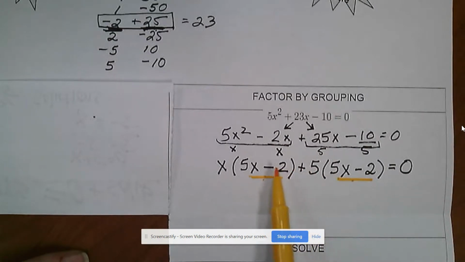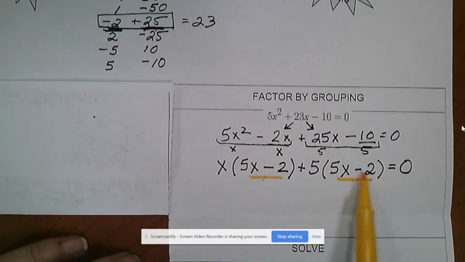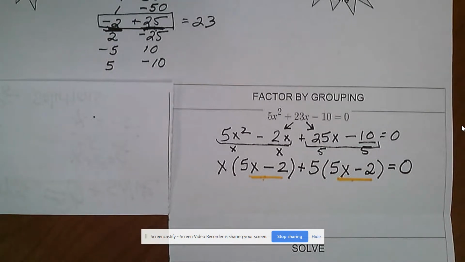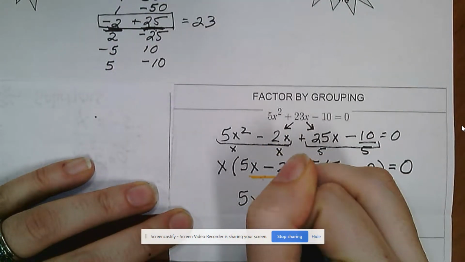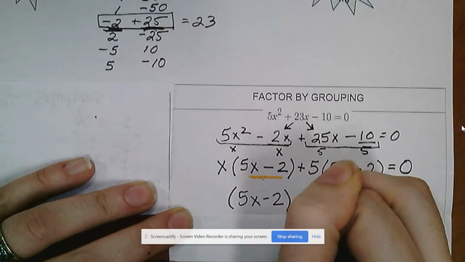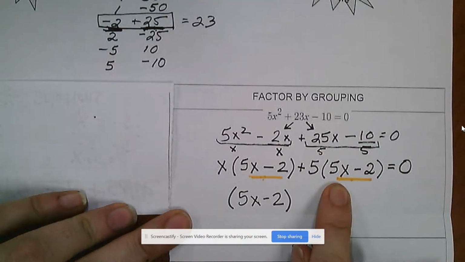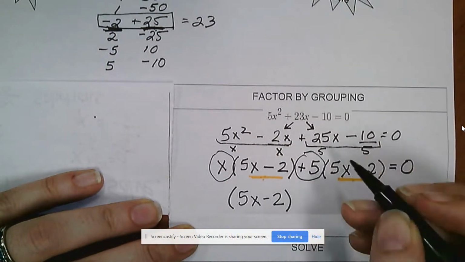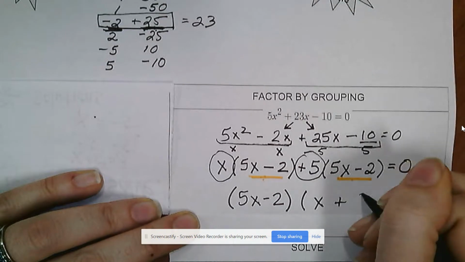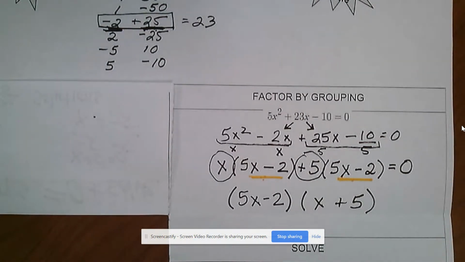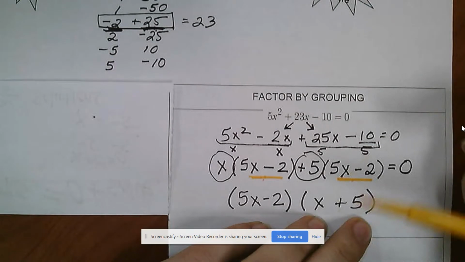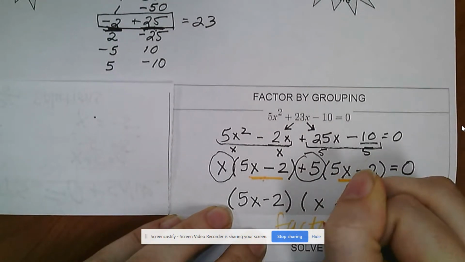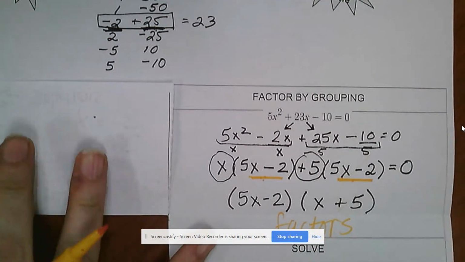And really what we're going to do next looks like magic. Okay, maybe not really. But I'm going to pull out the greatest common factor of these two things. Now that sounds really weird, but they both have 5x minus 2 in common. So I'm going to pull that out. So the first one that we can write is that repeated one. And then what you want to look at is what's left over, x plus 5. So you have just factored that trinomial. So these are factors. These two things are the factors themselves.